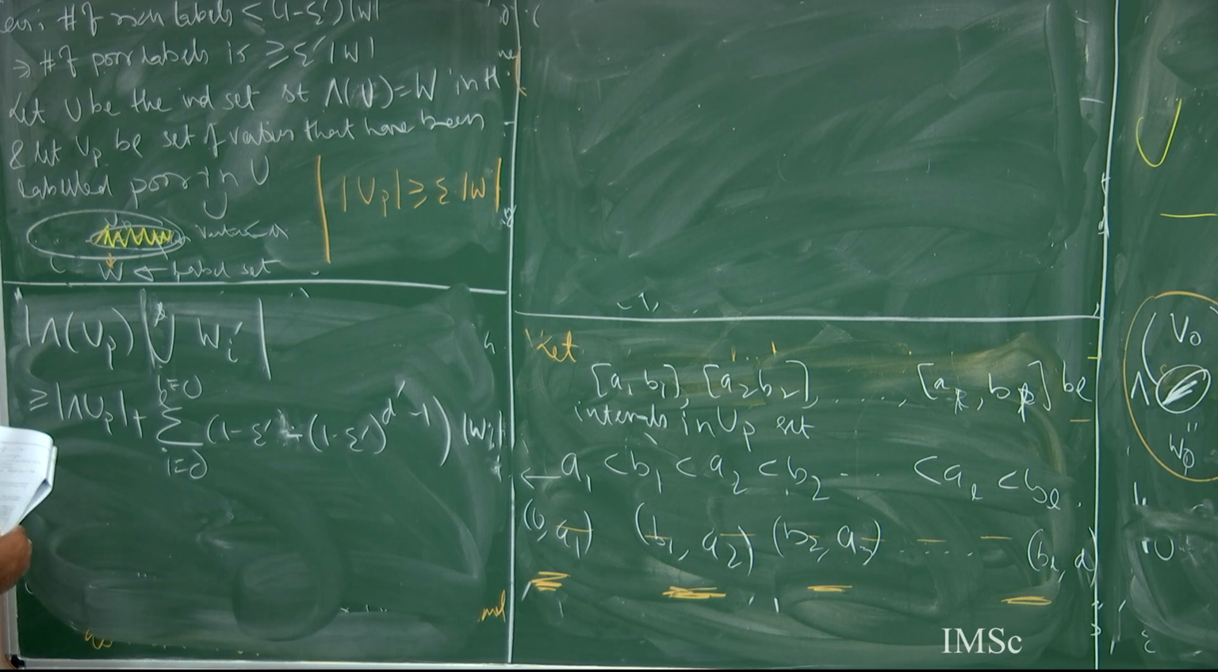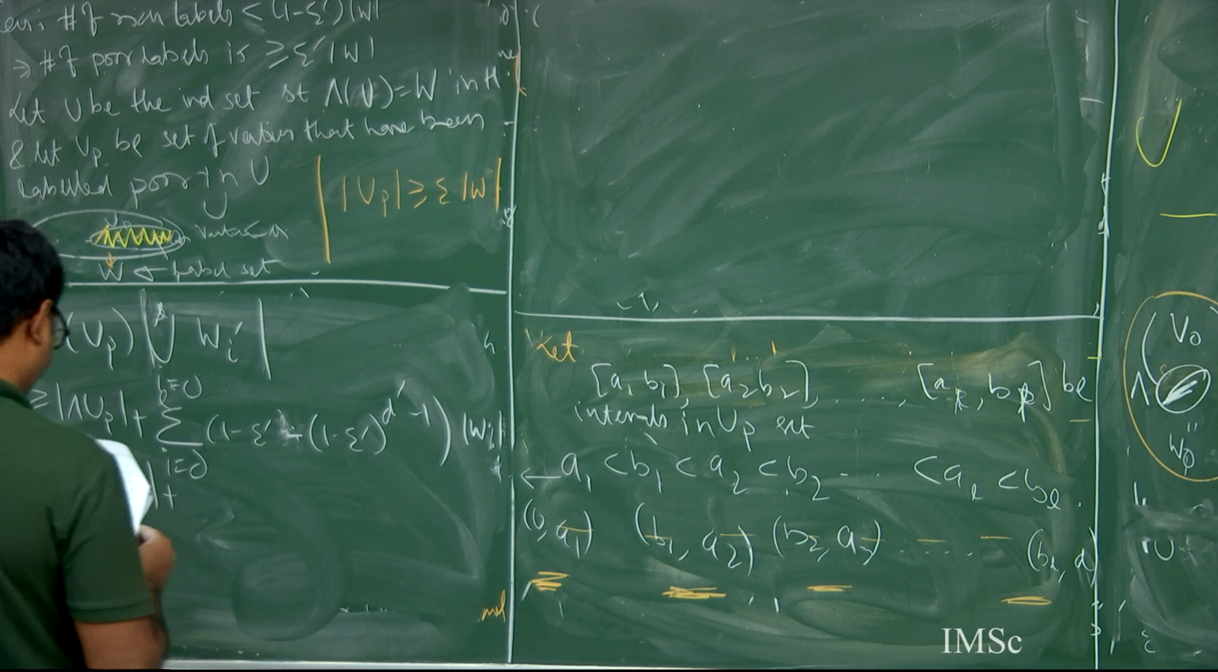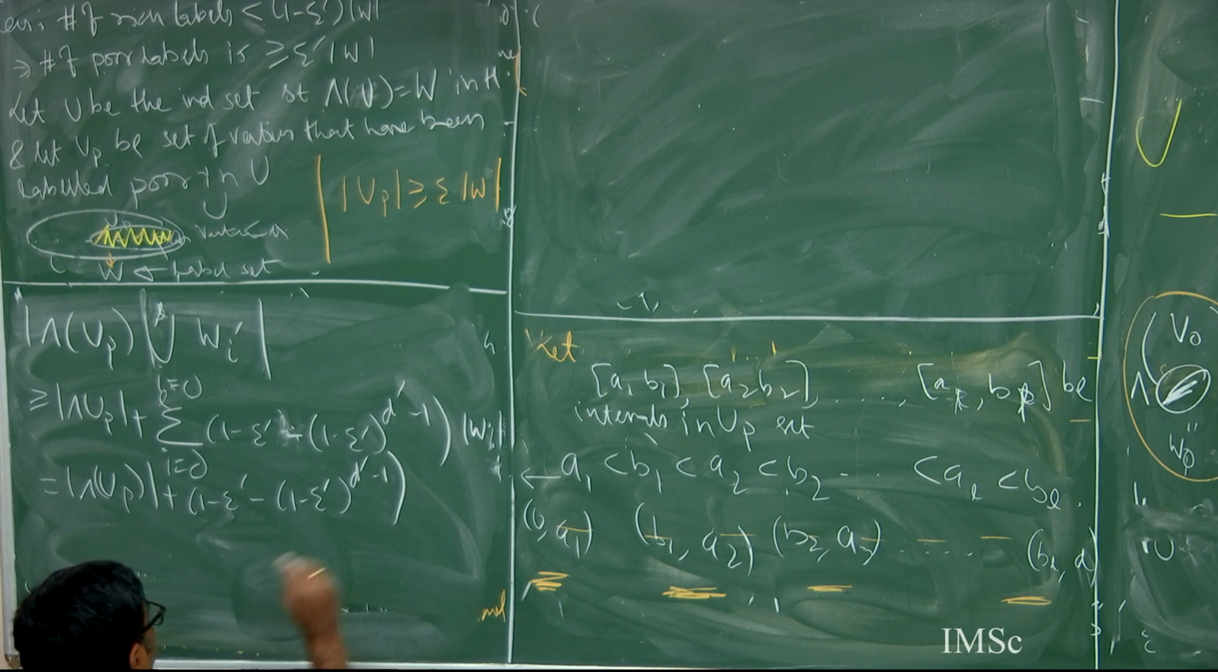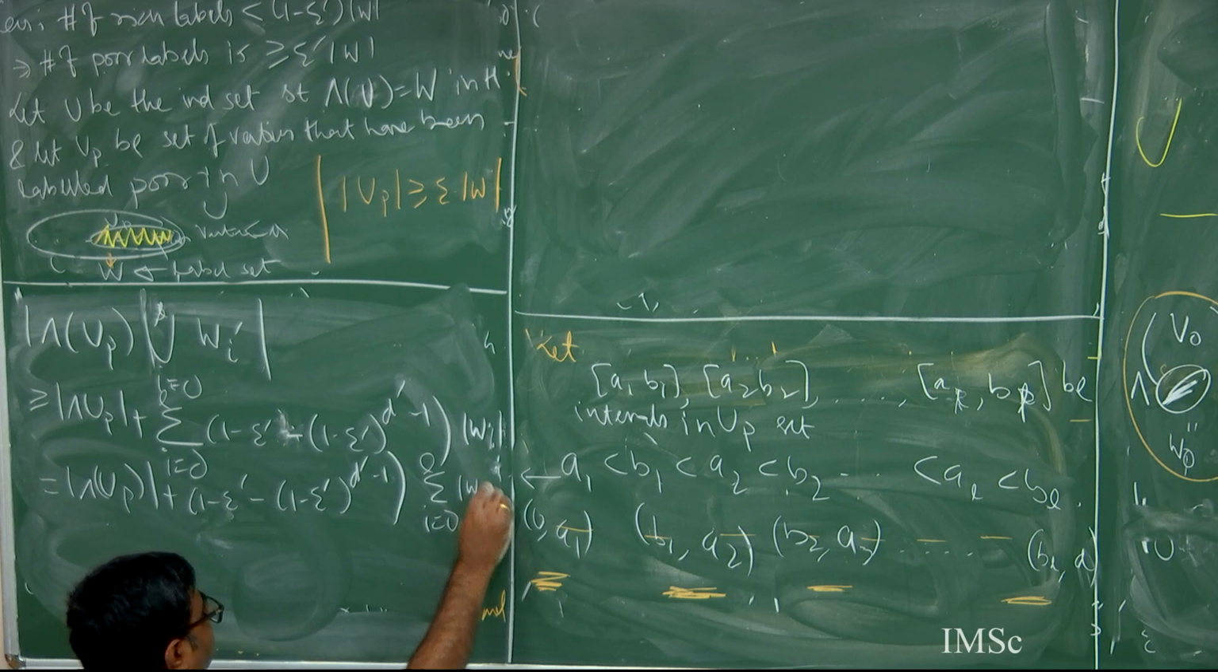Okay, this is exactly equal to delta up plus, what I'm going to do is look at this number. This is same everywhere, right? This number is same everywhere. So I can write this as 1 minus epsilon prime minus 1 minus epsilon prime d prime minus 1, summation i equal to 0 to L, wi. Agreed? Okay, fine.